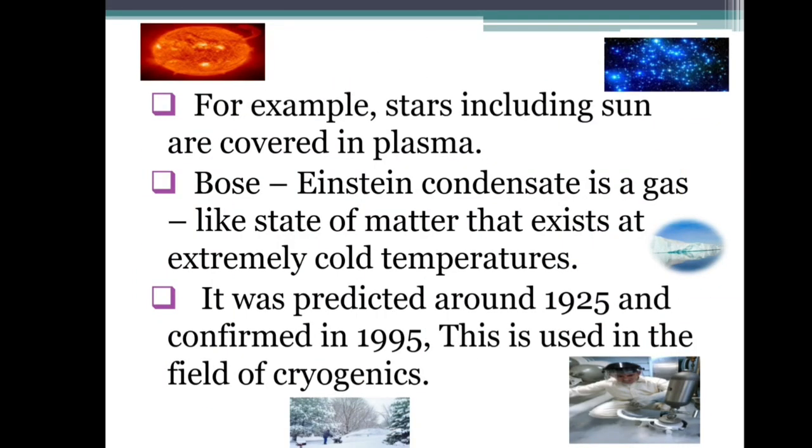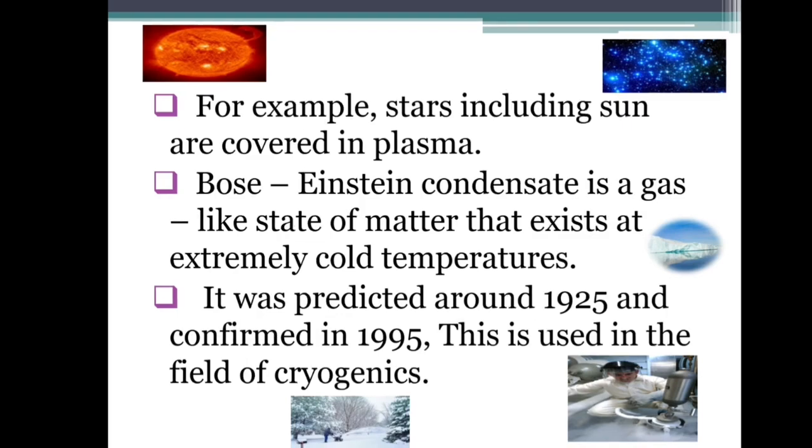For example, stars including the Sun are covered in plasma. Bose-Einstein condensate is a gas-like state of matter that exists at extremely cold temperatures. It was predicted around 1925 and confirmed in 1995. This is used in the field of cryogenics.